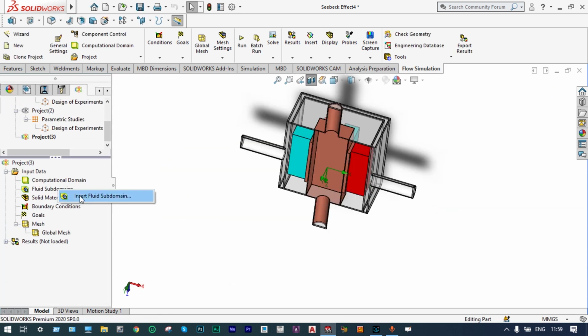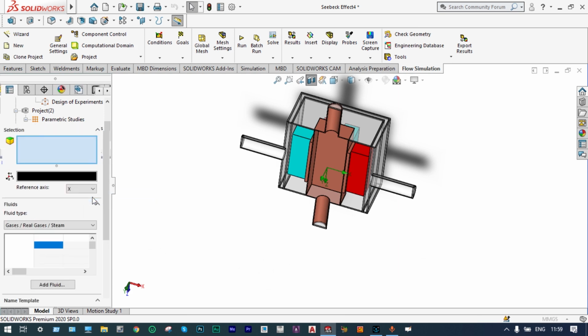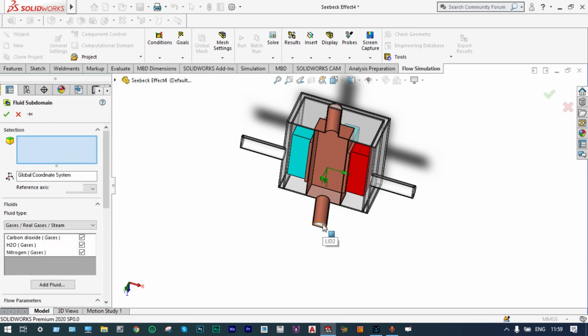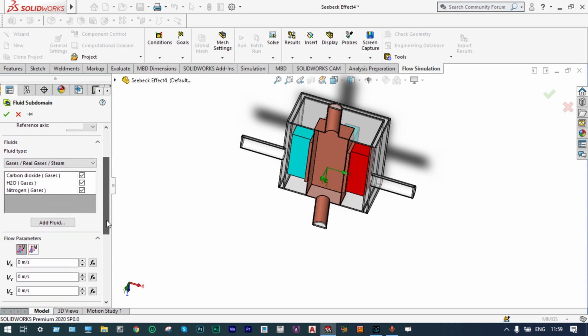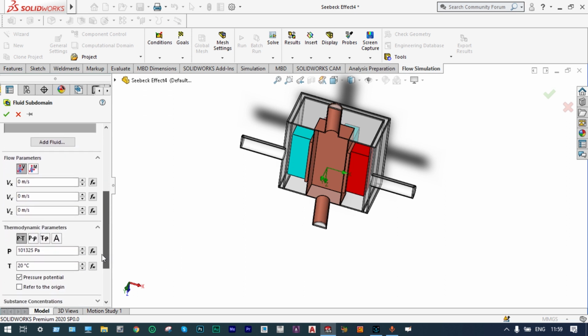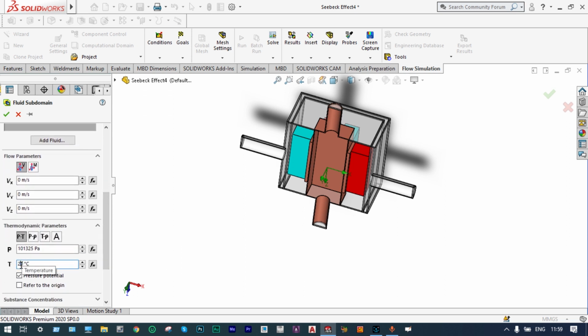Go and check. Initially, we'll provide hot flue gas from this inlet location, and it is consisting of carbon dioxide, water vapor and nitrogen, and the percentage of that has already been defined. The temperature of hot flue gas will be approximately 750 degrees centigrade, as it is coming from exhaust vehicle. Selected the location. Now you can see the domain.